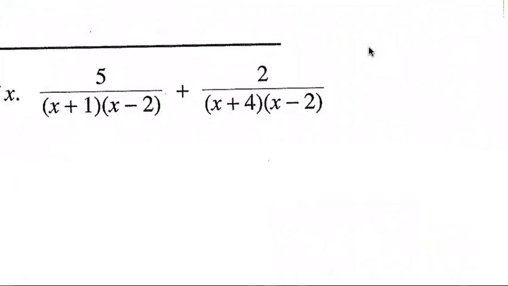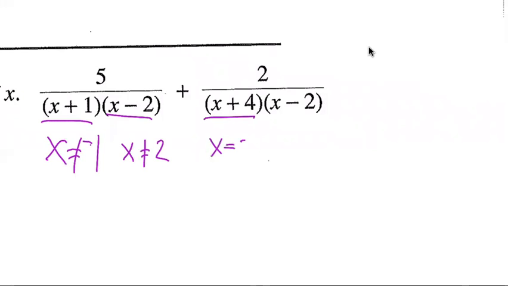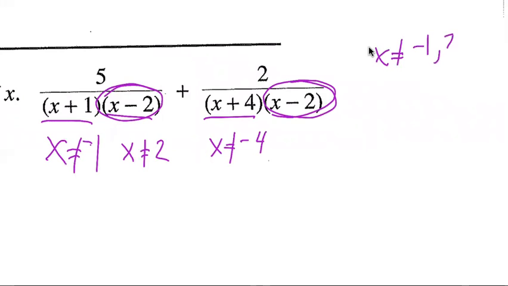So here, I can see that x plus 1 is going to say that x cannot equal negative 1. Here, x minus 2 cannot equal 0, so x cannot equal 2. Here, x cannot equal negative 4. And then this one is the same as this one, so I don't need to state it again. So over here, I'm going to say x cannot equal negative 1, 2, and negative 4.